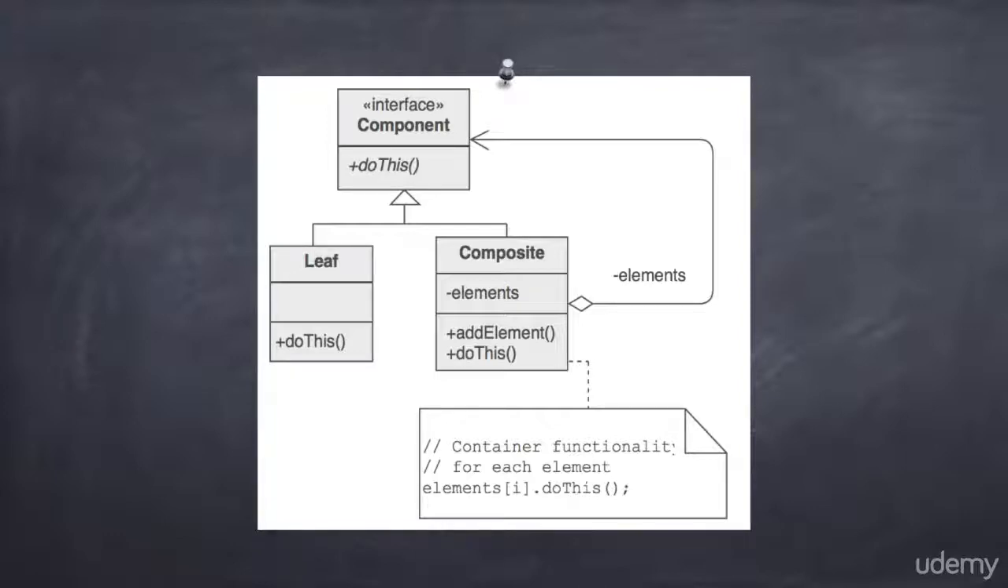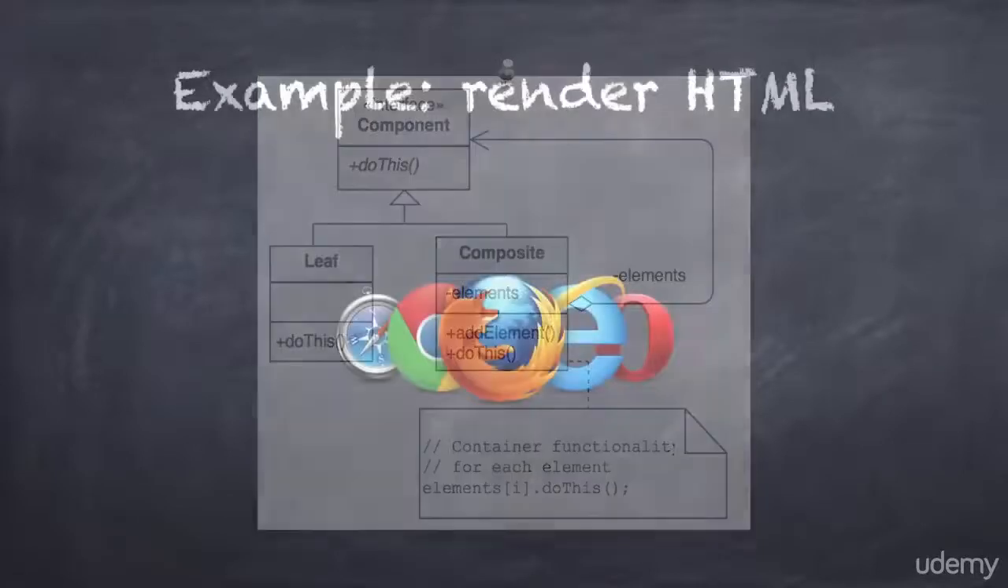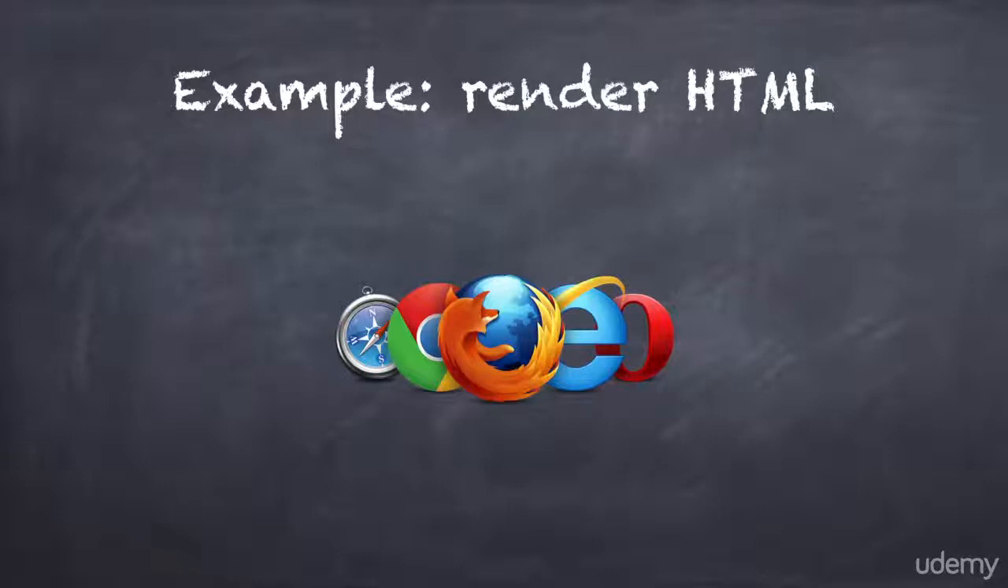To demonstrate the composite design pattern, I will show you an example. I am going to create a simple class library for rendering an HTML web page. I will implement classes for each HTML tag that I'll use in my example. I will implement the tags as either leaves or composites, depending on if the tag is allowed to have nested content or not.